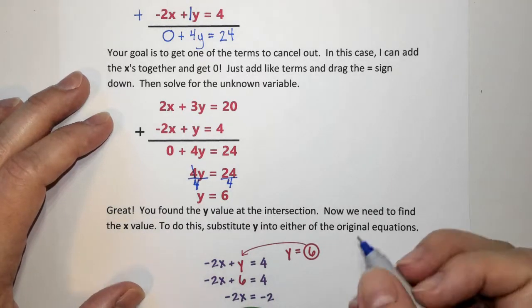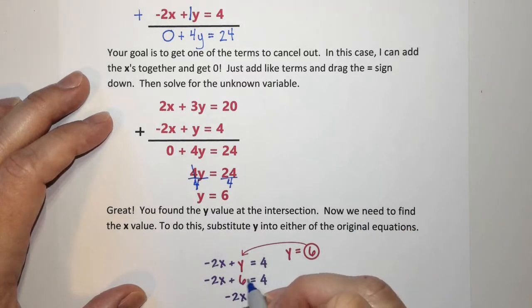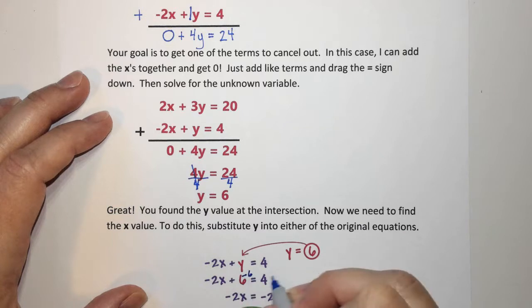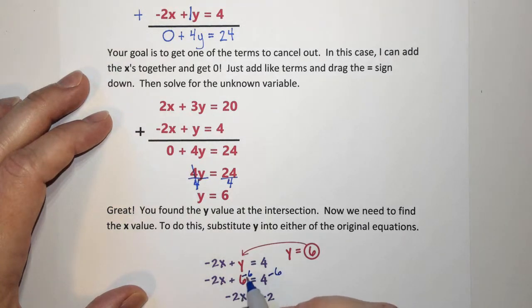This is back to algebra. Here's a two-step problem. I want to get my loose numbers on the same side. Let's subtract 6 from each side. That allows 6 minus 6 to become 0. Now I'm down to negative 2x equals 4 minus 6, negative 2. This is a one-step algebra problem.